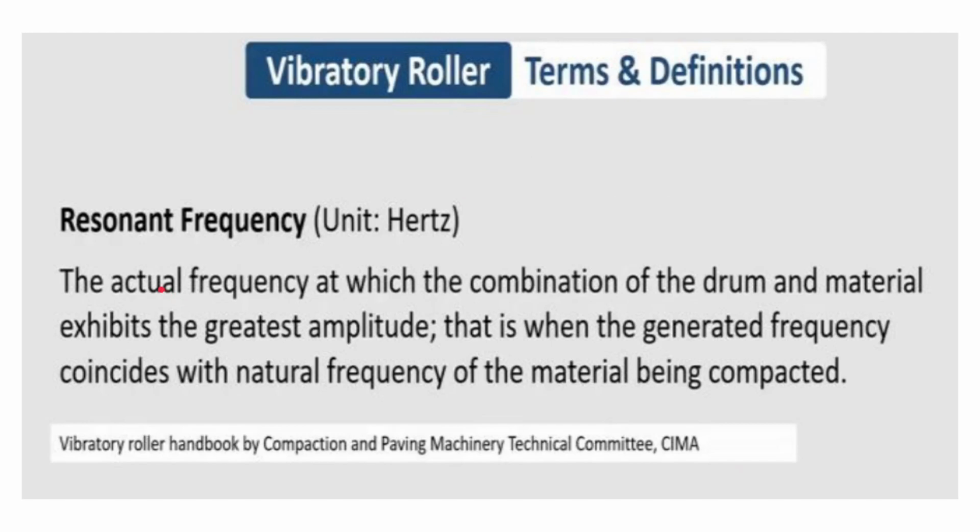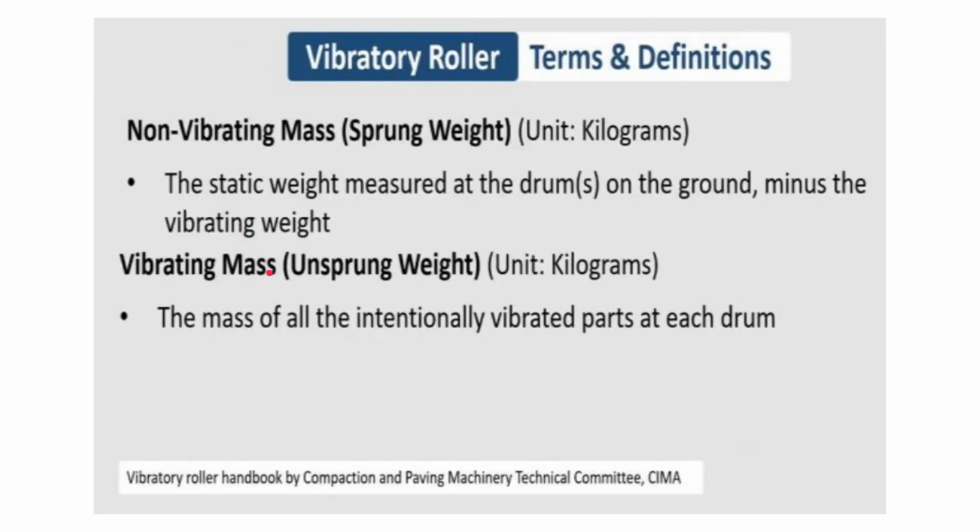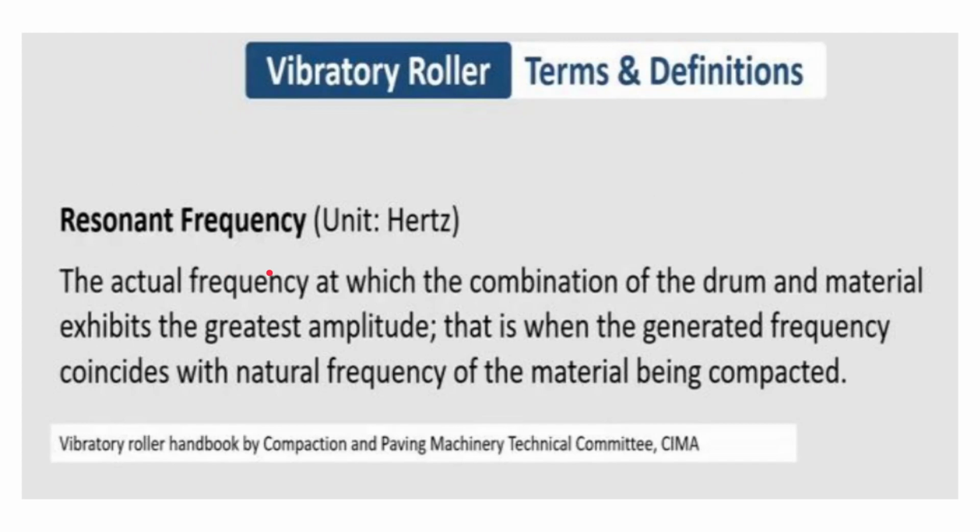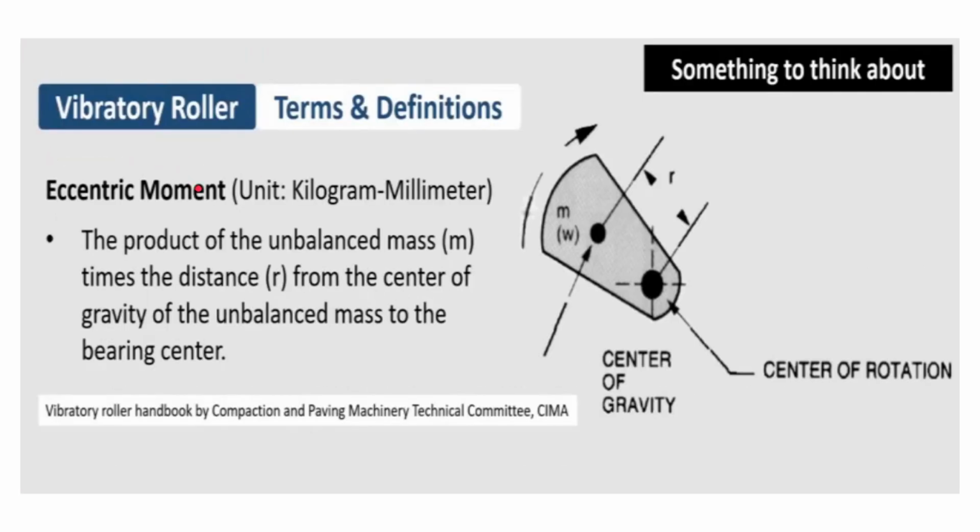Then vibratory roller. Next term comes the resonant frequency. As we all know, this is the frequency at which the drum and material will exhibit the greatest amplitude. That is possible when the generated frequency coincides with the natural frequency of the material being compacted. So that is the resonant frequency, and this is the eccentric moment, as I told you. It is the product of the unbalanced mass, or the sprung weight m, times the distance r from the center of gravity of the unbalanced mass to the bearing center.